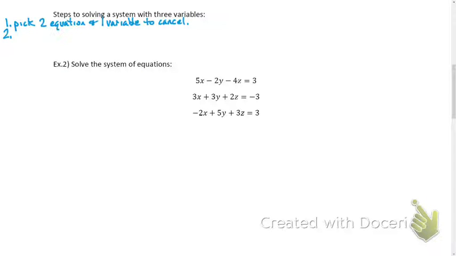Next, pick two other equations, and this next little phrase is key. It's where people mess up. You want to make the same variable you picked in step 1 cancel, the same variable from before to cancel.